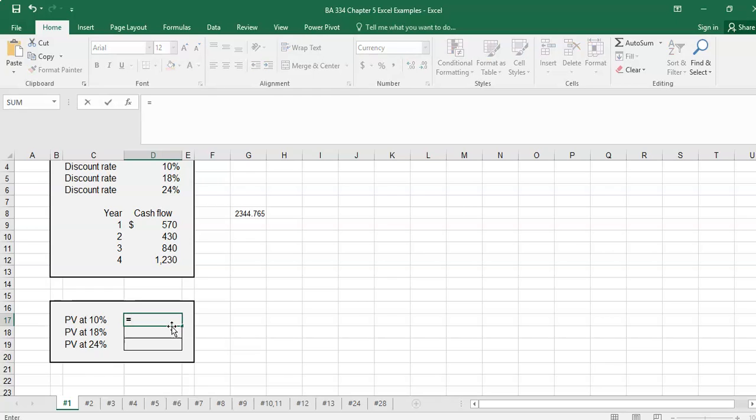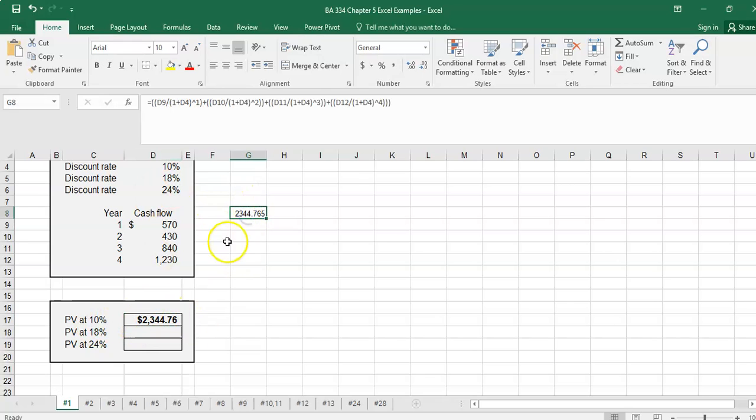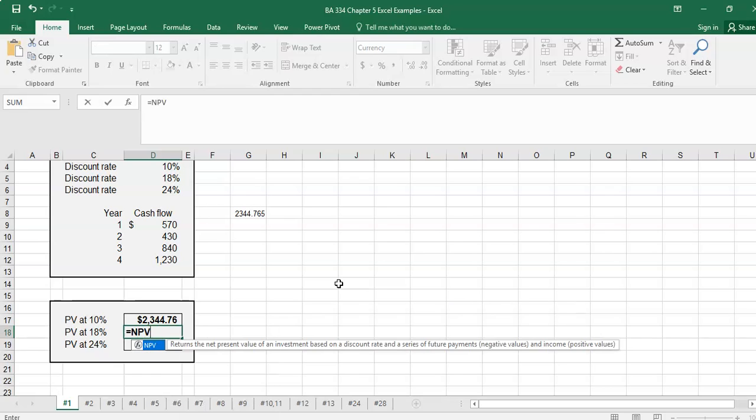So equals, the net present value function is NPV. Then your parentheses, we do rate, and then we select the values. First we want the 10% rate, and then a comma, and then we're going to select all four of the values. You can see that we get the same exact result from the Excel formula that we do in doing the long formula. So we can do the net present value calculation for each one of the rates.